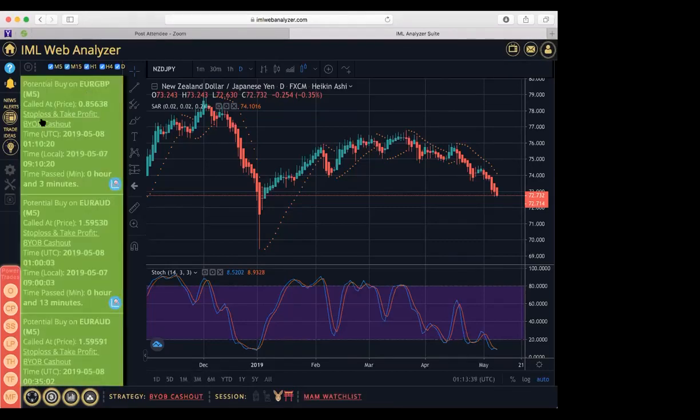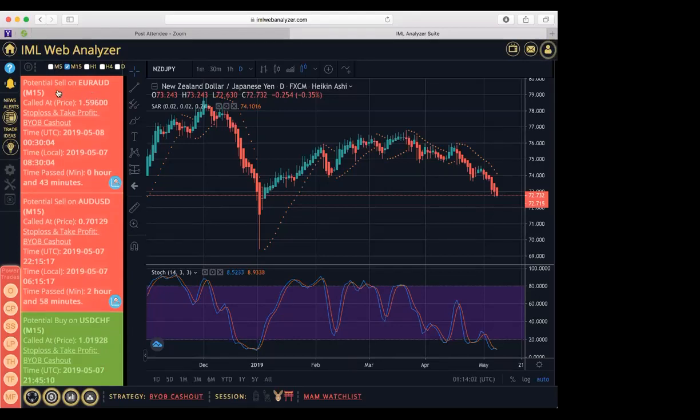Also, I'm coming back to my calls. I want to make sure, as we talked about, that we're going to focus on the 15-minute chart tonight. So I want to make sure that the only thing checked is 15 minutes. Now, when I verify my calls, I have a potential sell on Euro AUD on a 15-minute chart that gives you a call price.